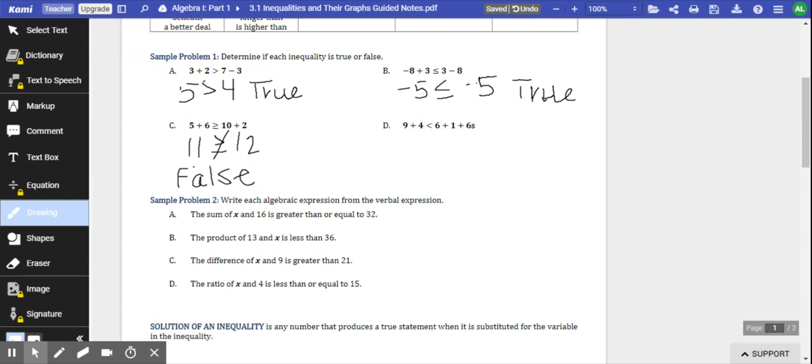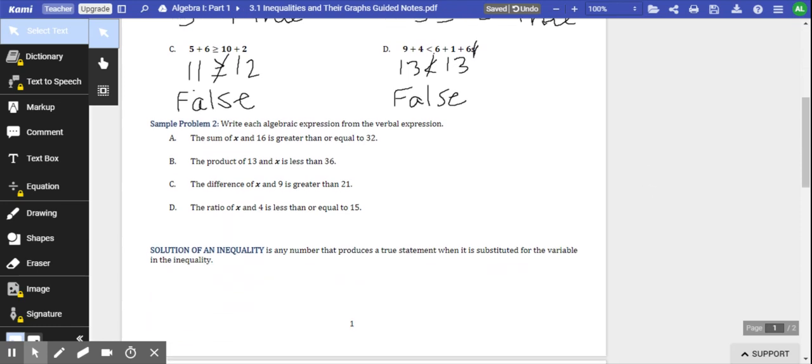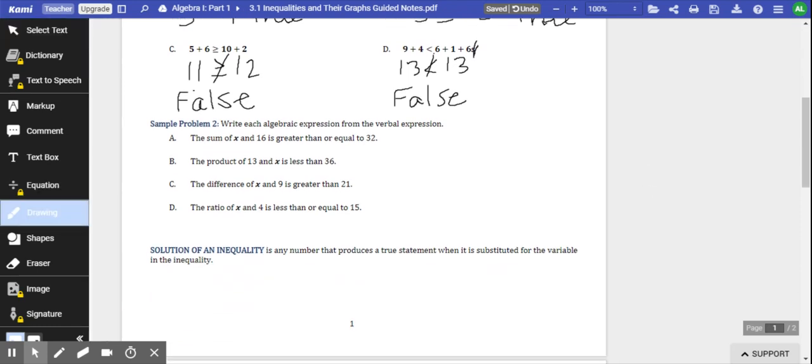So 9 plus 4 is 13, less than or equal, just kidding, less than. Also, this S doesn't need to be here, so just ignore that S. I don't know why it's there. I guess I got happy when I was typing. 6 plus 1 is 7, plus 6 is 13. This is a false statement because 13 is not less than 13, because there's no equal to. If there was an equal to on the bottom, we'd be fine, but there's not. So we're not fine. We've got to do something about that.